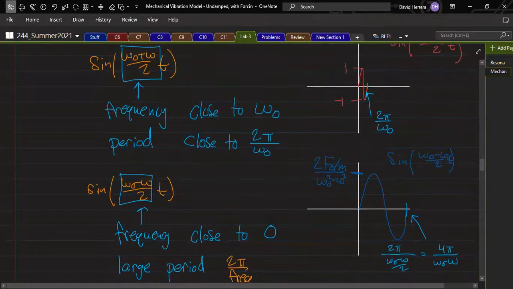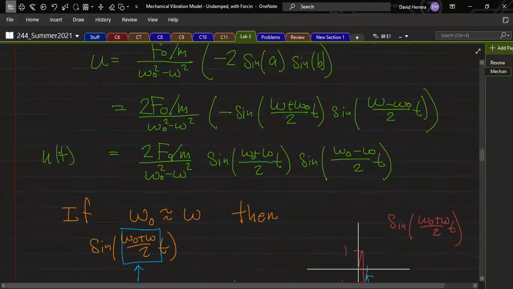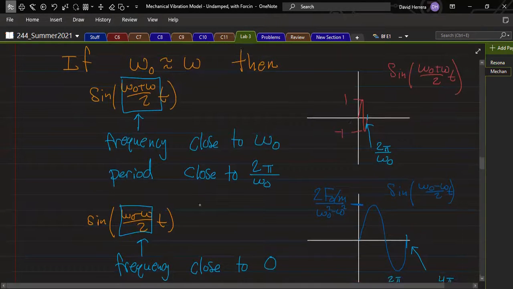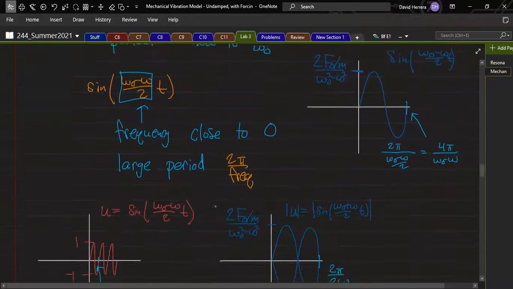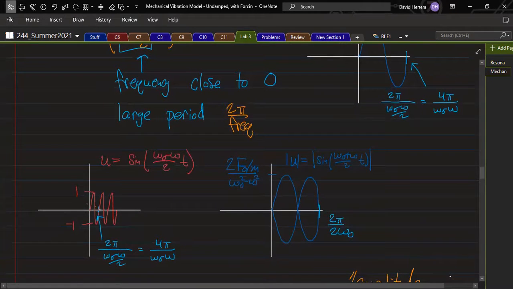So I have a sine like here, and I have another sine up here. And the function that I have is the product of these two sines with this amplitude here. So what does the product of these two sorts of things look like? So let's go down. This is the smaller function, and I just increased it.